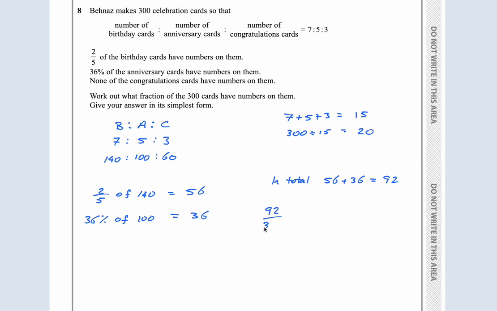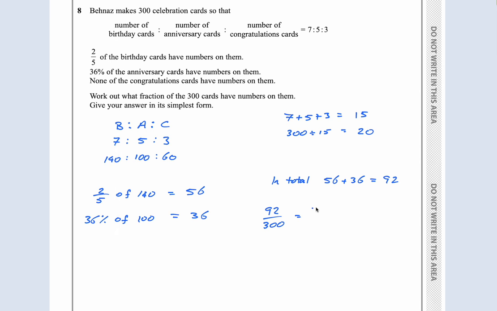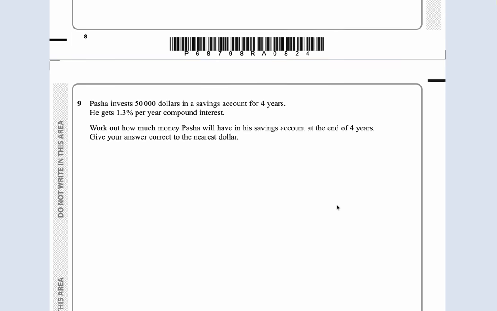92 over 300 is equal to, and guys, you can actually just use your calculator here. 92 over 300 is 23 over 75, and that's it. 23 over 75. That's the fraction of cards with numbers on them. Okay, I hope that makes sense.